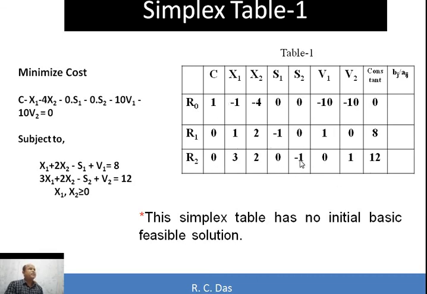If we see c is 1, so we will get a 0 value, final value. S1 is negative 1, so ultimately the value of s1 will be minus 8, and s2 is another -1, so we get s2 equal to -12. But s1 and s2 cannot be negative, so that is why this table has no initial basic feasible solution. Let us see the next slide.